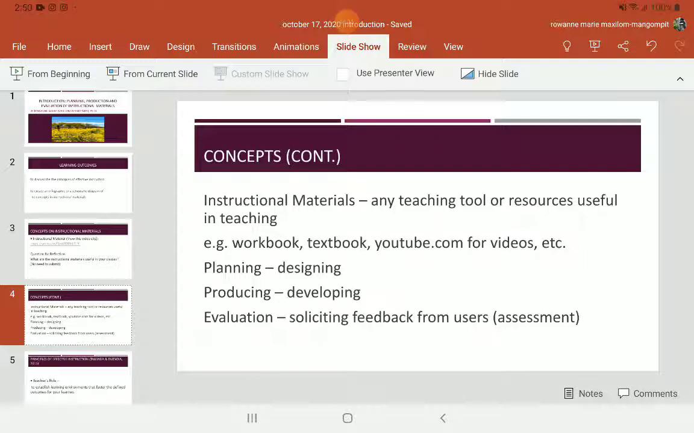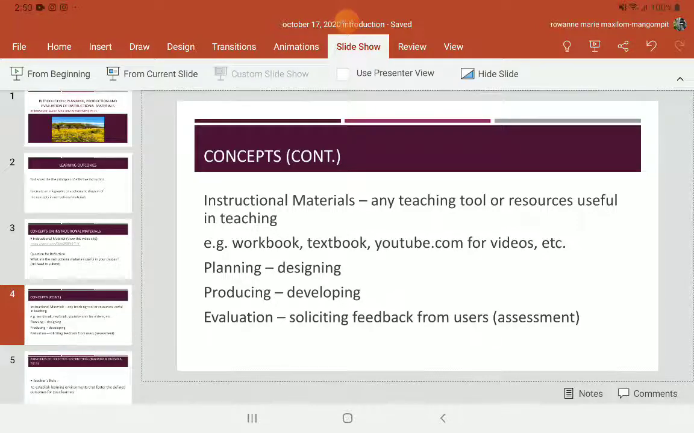So to give us just a background, instructional materials are any teaching tools or resources that are useful in teaching. Okay, so based on study.com, some samples of the traditional learning material, or instructional materials, are workbooks and textbooks. Although we call these traditional, these are still very useful, especially this time. Okay, modules can also be instructional materials. And then for digital, you can also consider YouTube for videos and others.